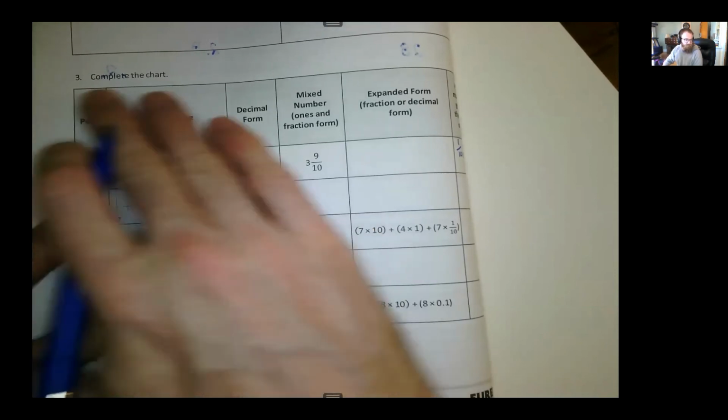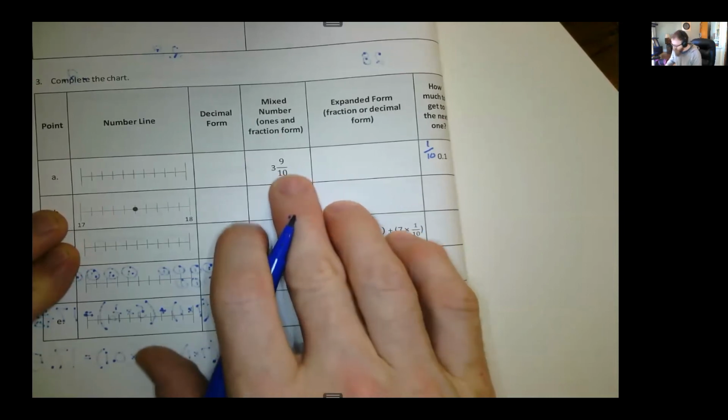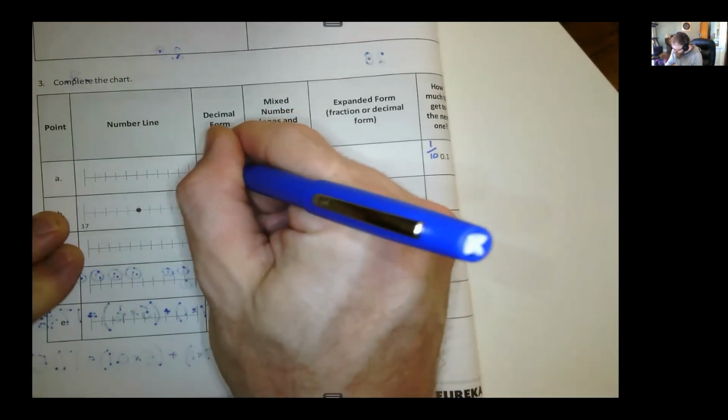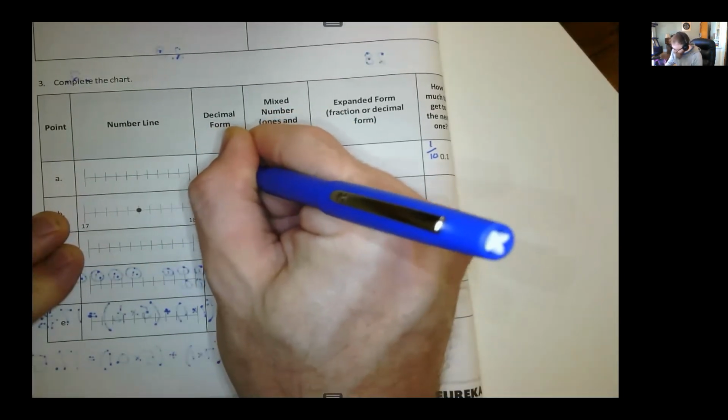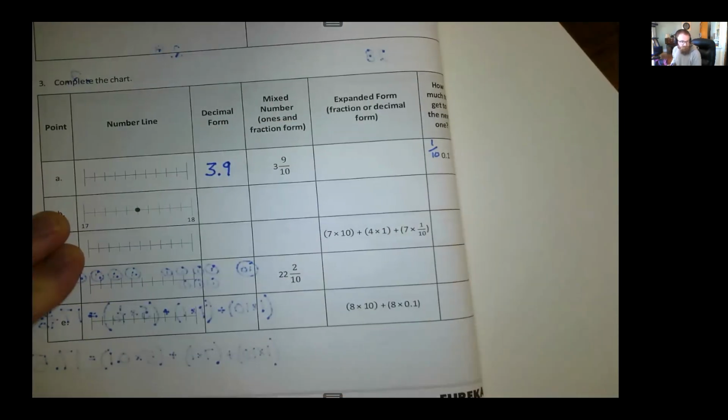Number 3, we need to complete the chart. We're sort of just filling in the missing pieces of the puzzle. They give us a value, 3 and 9/10. We need to fill in where it's missing, okay? And we need to fill in the missing information. 3 and 9/10 as a fraction is done for us in part A. In decimal form, we know that that's written as 3.9.